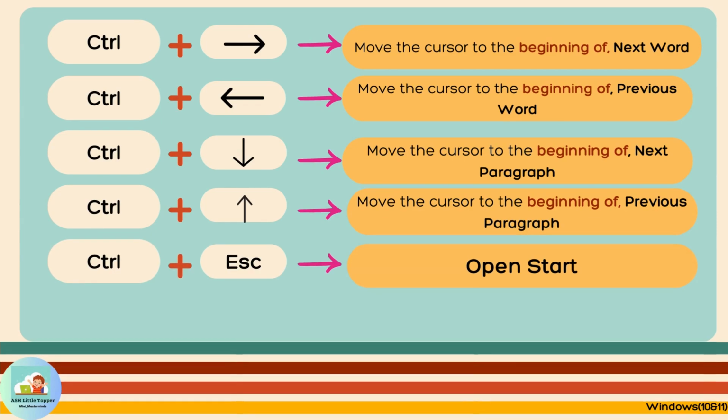Control plus right arrow is to move the cursor to the beginning of next word. Control plus left arrow is to move the cursor to the beginning of previous word. Control plus down arrow is to move the cursor to the beginning of next paragraph. Control plus up arrow is to move the cursor to the beginning of previous paragraph. Control plus escape is to open the start menu.